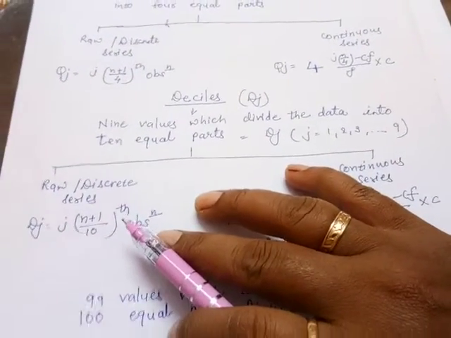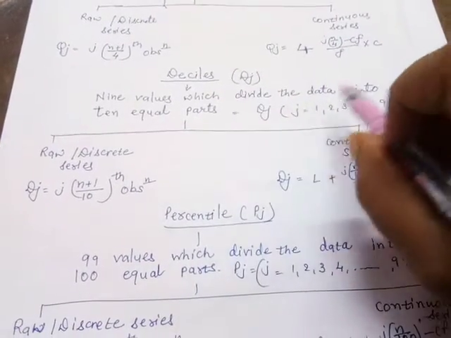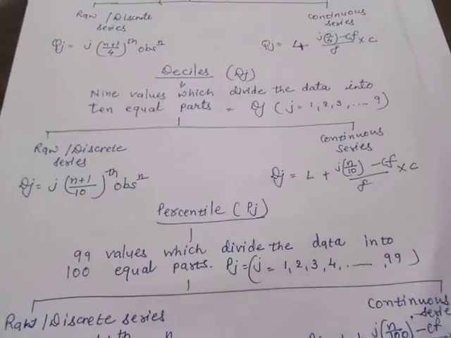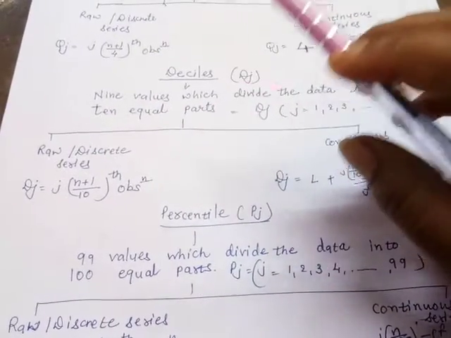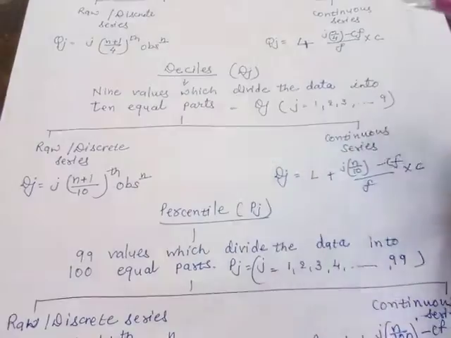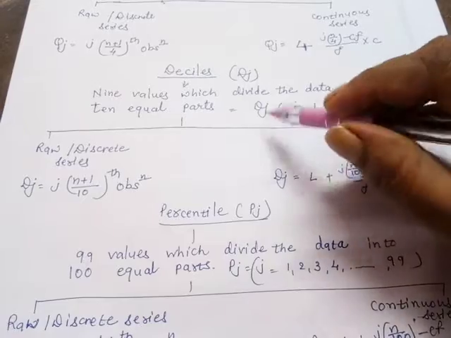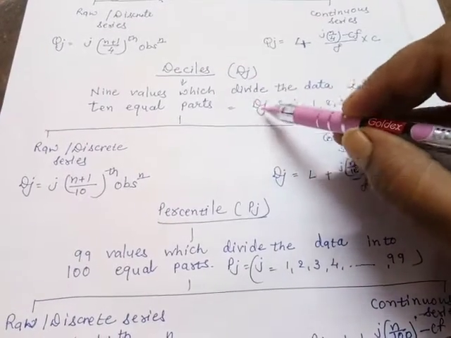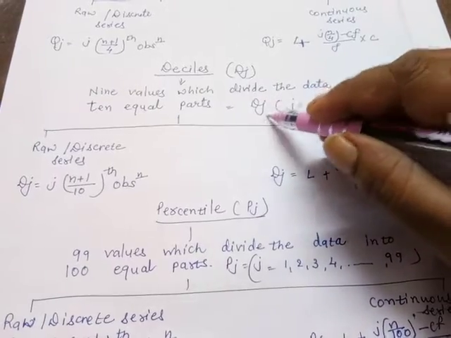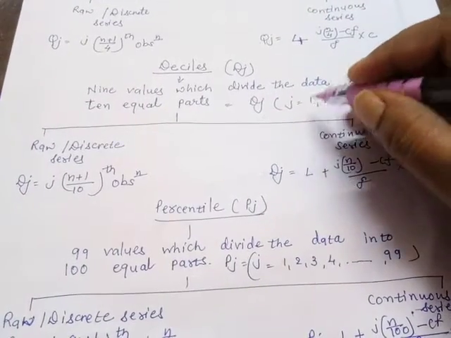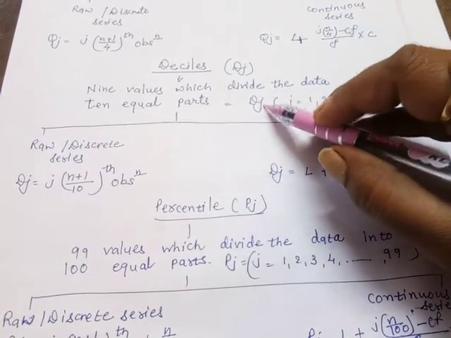Now decile. What is decile? Decile means the 9 values which divide the data into 10 equal parts. Decile means 10 parts, 10th part, right? So there are 9, same as quartile, there are 9 values which divide the data into 10 equal parts. So decile is denoted by capital D and J means that part, whatever part is given to find out. So that comes from 1 to 9. Any of the values given to find out, that value we have to write down over here.